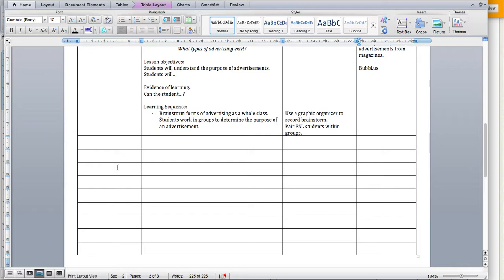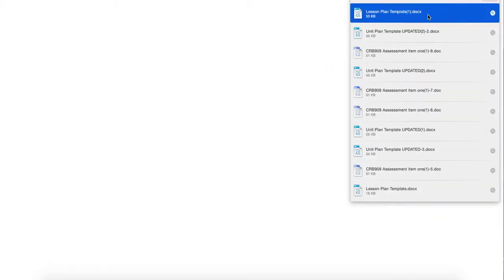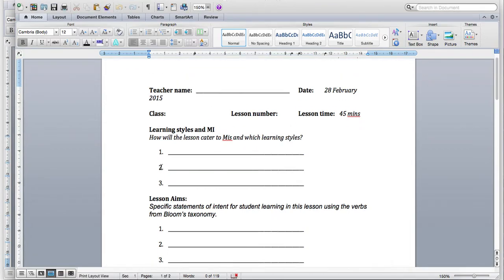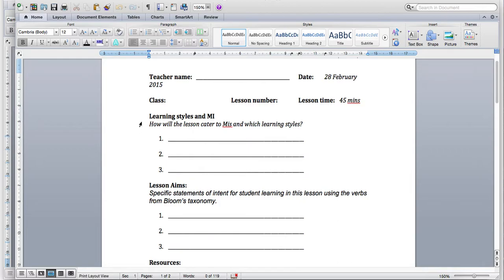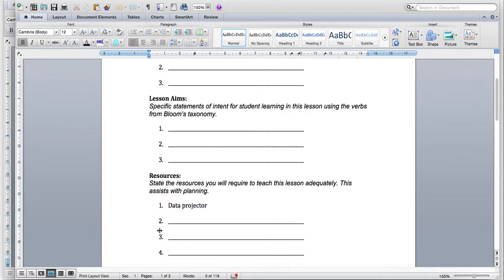Now the next part of the assignment is the lesson plan. So back up here, lesson plan template. Now there are really so many ways to do a lesson plan. I'm absolutely fine if you don't want to use this template. This is just one idea. Okay, so this is your covering page where you can record what learning styles and multiple intelligences this lesson is going to cater for, which parts of Bloom's taxonomy it is going to hit, and the resources that you'll need.